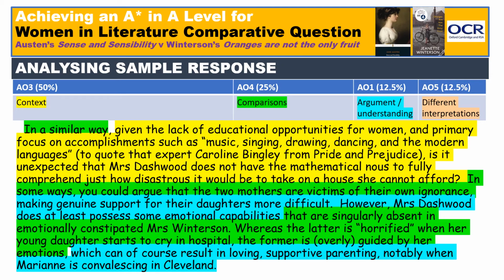Perhaps this paragraph has a near-perfect balance in terms of meeting the assessment objectives. Yes, AO5, different interpretations, is not addressed, but as my essay has shown, it is unrealistic and unnecessarily formulaic and robotic to try to meet every single assessment objective within every single paragraph. This paragraph contains some useful context on expectations for women during Austen's time, actually taken from a different Austen novel, which is helpful in terms of furthering the impression that I am interested in women in literature more broadly, not just within my 2 texts.